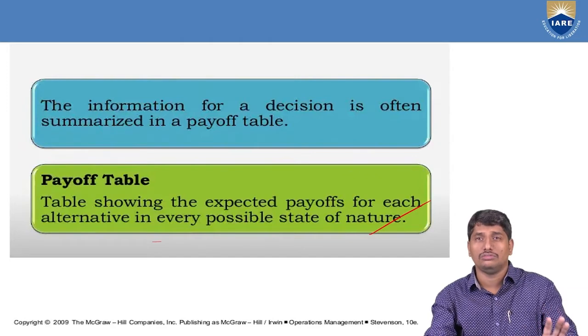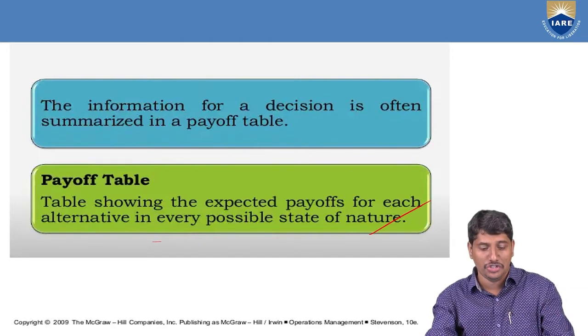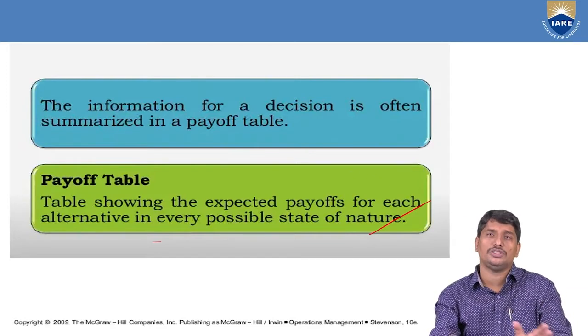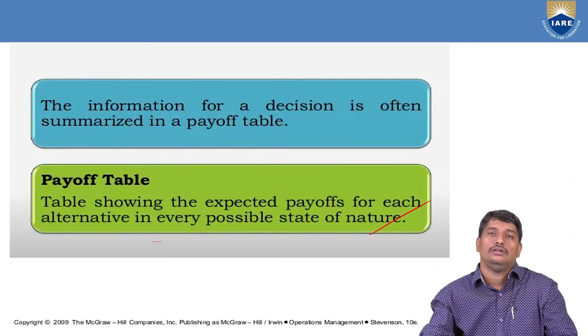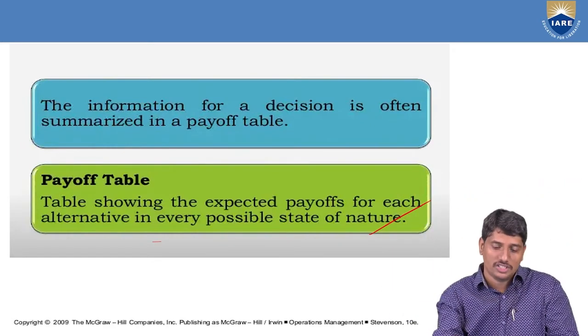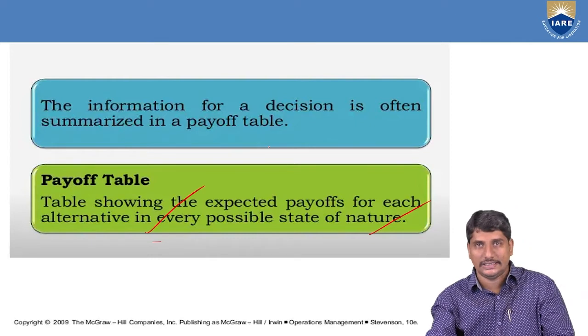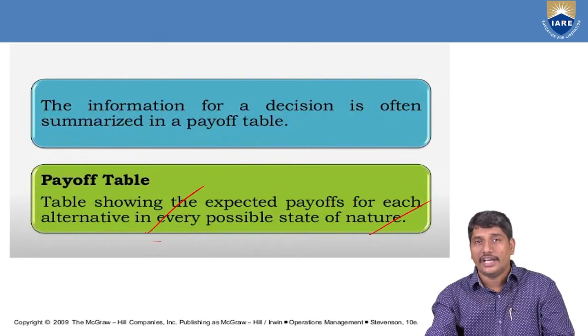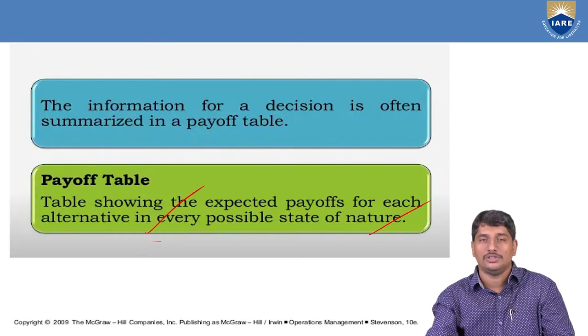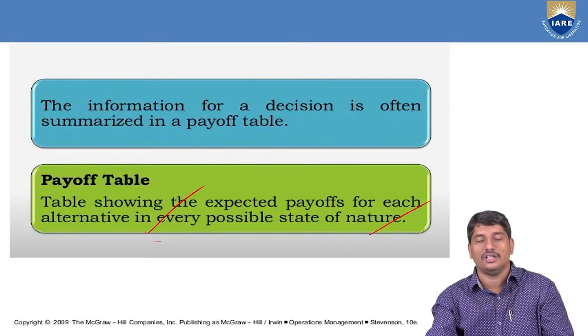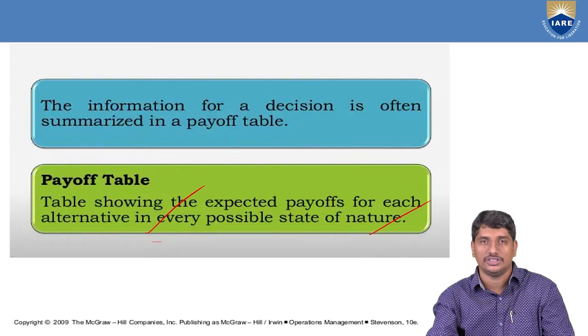Table. So the expected payoffs for each alternative, in every possible state. That means if you comprise all the payoff values into a table, that is called a payoff table or payoff matrix. There are several criteria like the Maximin principle, Minimax principle, Maximax principle. Like that, there are several criteria which we'll discuss.